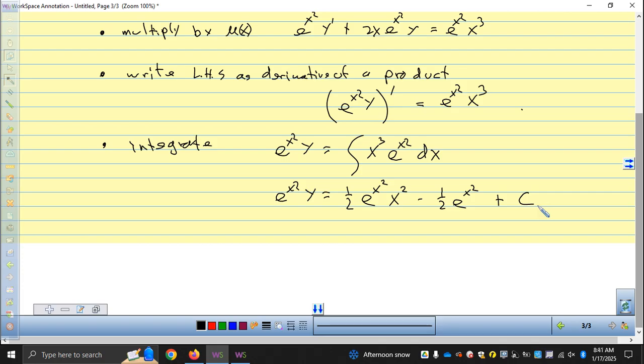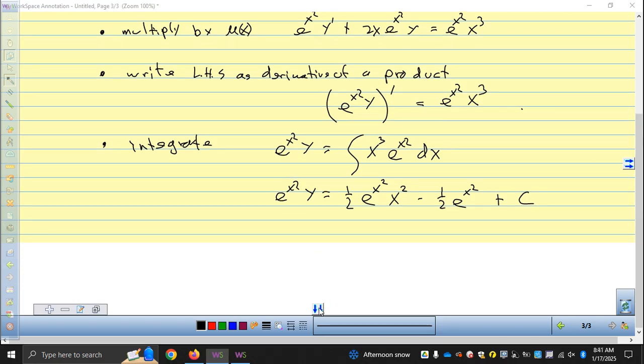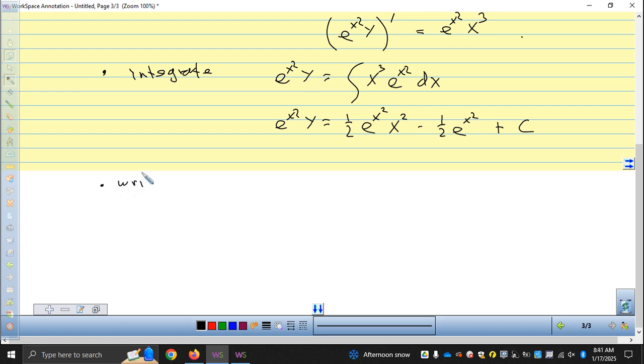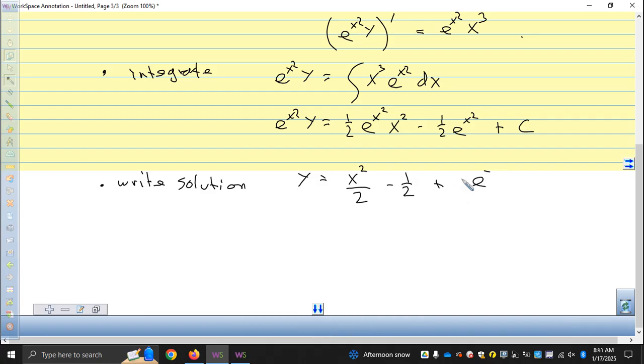I need to explicitly account for that constant of integration. This time we have to include that constant of integration. And now I solve for y. So I'm just going to write the solution. y equals, I'm dividing everything by e to the x squared, so I get x squared over 2, x squared is divided out there, minus 1/2 plus c e to the minus x squared. This is why we have to explicitly account for the constant of integration, because when we divide through by our integrating factor, it gets multiplied by that constant of integration. So it becomes part of the solution.